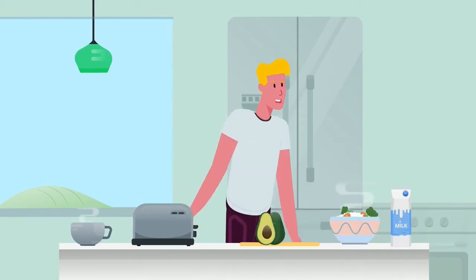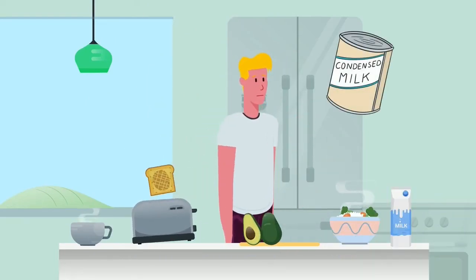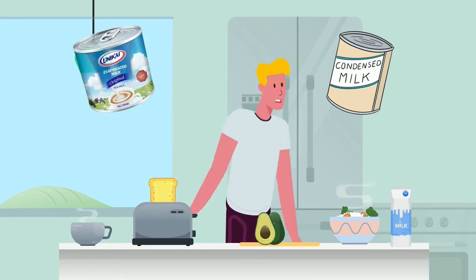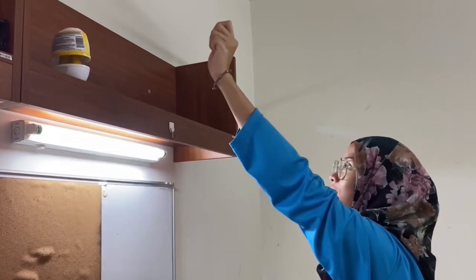Next, we're moving on to the procedure of the intervention. The materials that are needed in order to complete this intervention are evaporated milk cans and also condensed milk cans. First, before we start the intervention, we need to demonstrate the activity before asking the client to perform. And please remind the client to perform this activity with their affected hand.